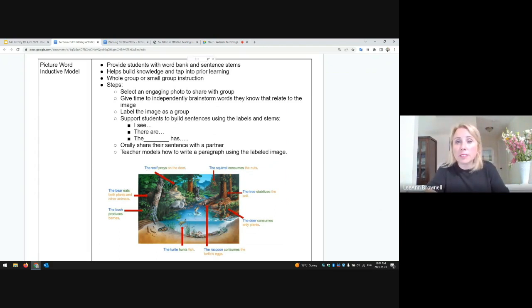And giving them sentence stems. So I see a wolf. I see a turtle. And maybe they are going to be using some of their home language supports. And then they can orally share their sentence with a partner. And then maybe you want to take it a step further and be writing a paragraph about what is happening in this image. So again, this is a fantastic model for classroom teachers and for EAL teachers alike. We have to keep in mind that a lot of students, regardless of their background, academic vocabulary is a huge issue. And so this is something that will be applicable to all students and very beneficial for EAL students.